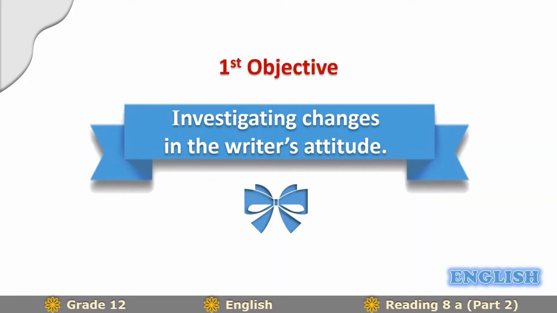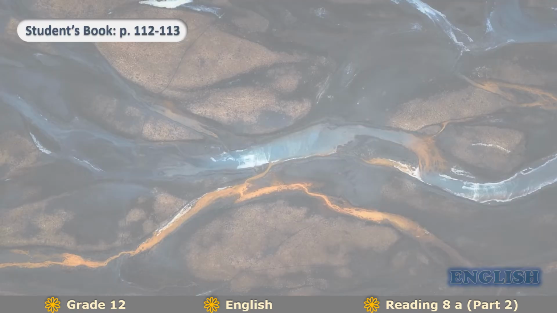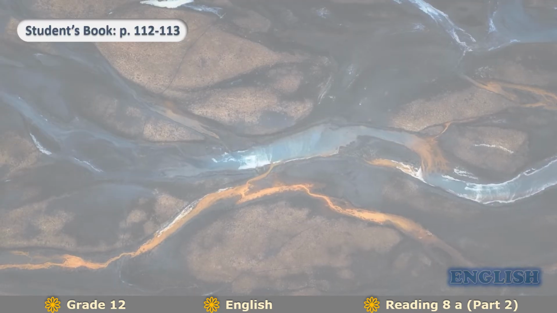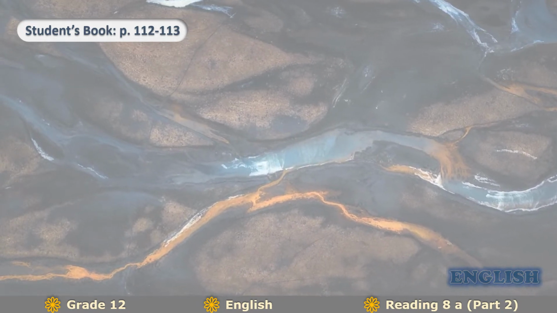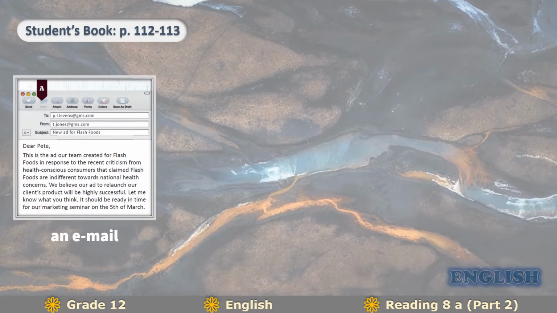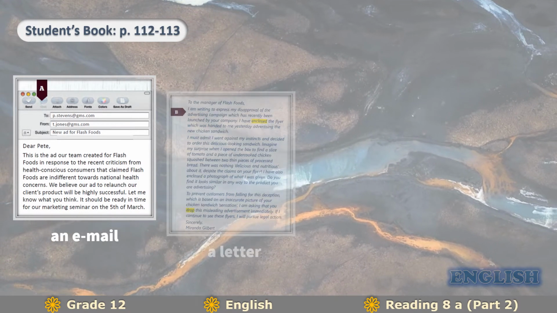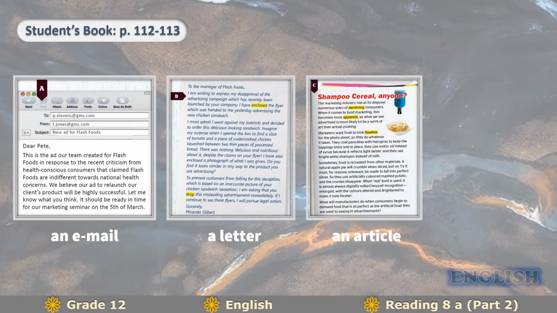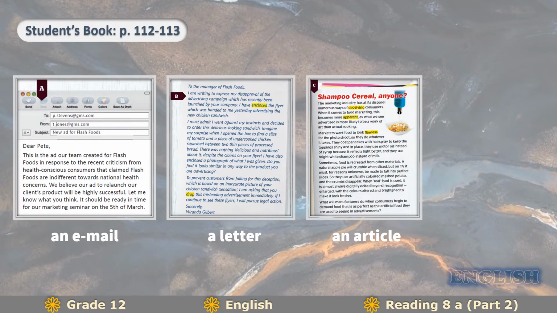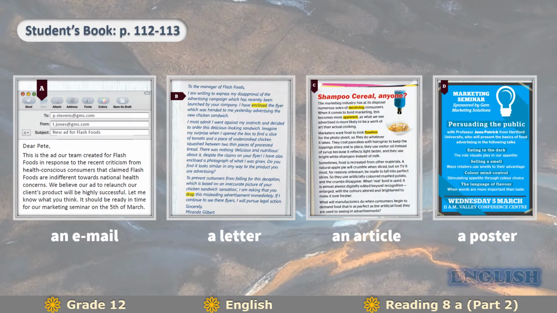Now let's start with our first objective of tracing the writer's change of attitude by an intensive reading of a letter of complaint. Do you still remember the four texts associated with food marketing which we read in the previous lesson? We read a company email which enclosed an advertisement for a chicken sandwich, the letter of complaint about that sandwich, the article about the ways of deceiving consumers, and the poster for a marketing seminar.